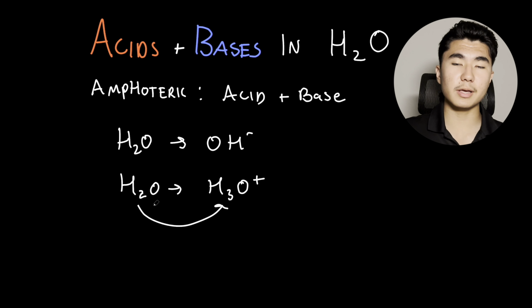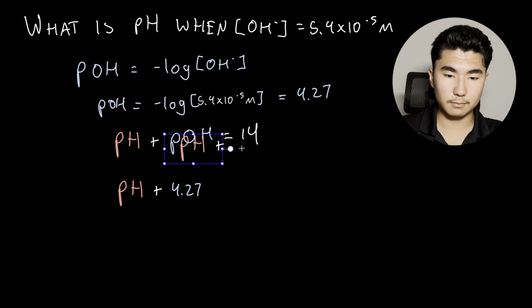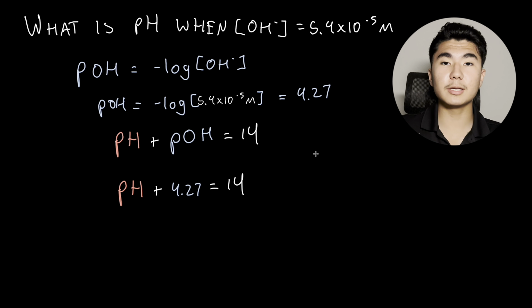Now what? Well, we use this equation over here. pH plus pOH equals 14. I'm just going to scroll down over here. And we know our pOH. So it's just going to be, let me copy paste this. It's going to be pH plus 4.27, and that will equal 14. Let me copy paste that. So that will equal 14.